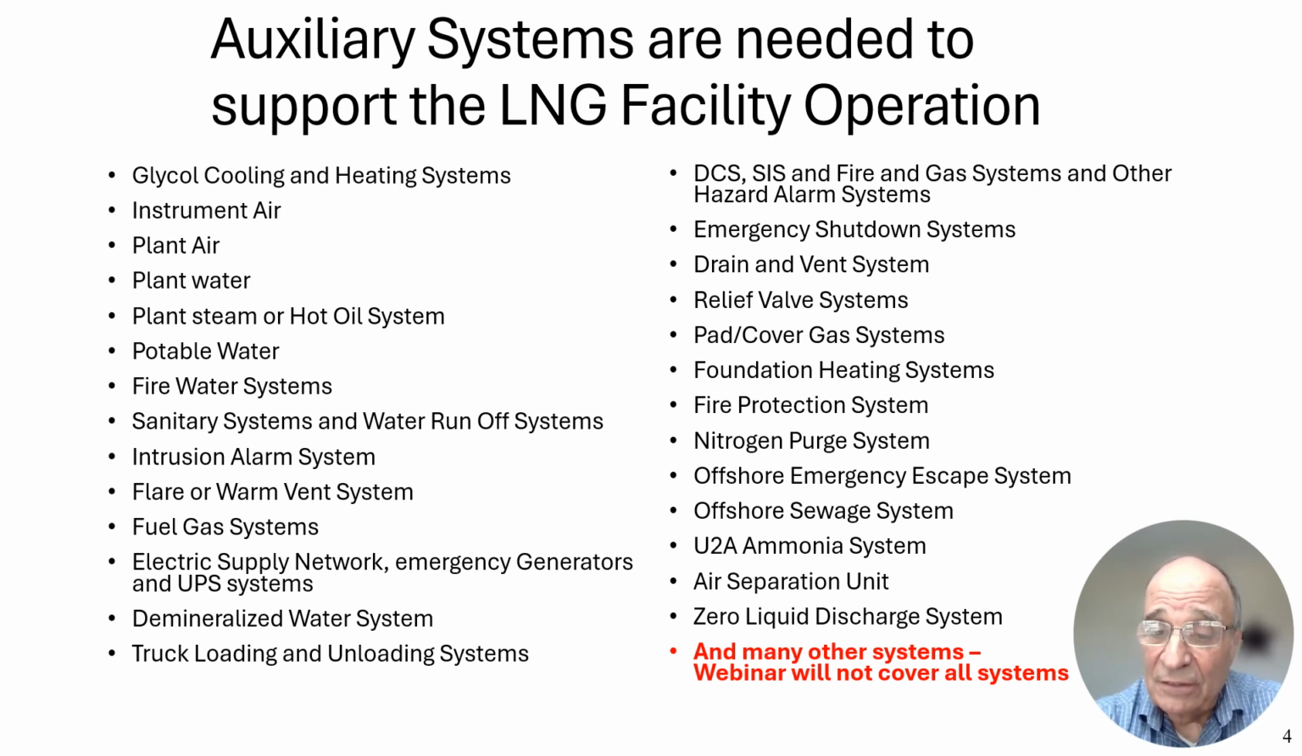Ammonia systems are needed for emissions control. You need to store the ammonia and have the systems needed to vaporize that ammonia, spray it in, and apply it to your emission system to reduce NOx.